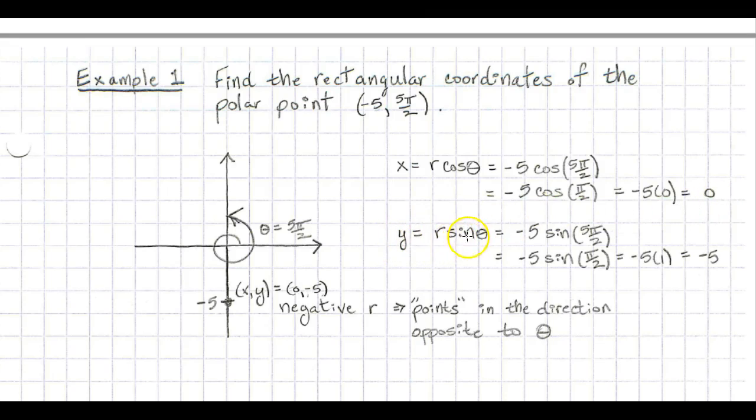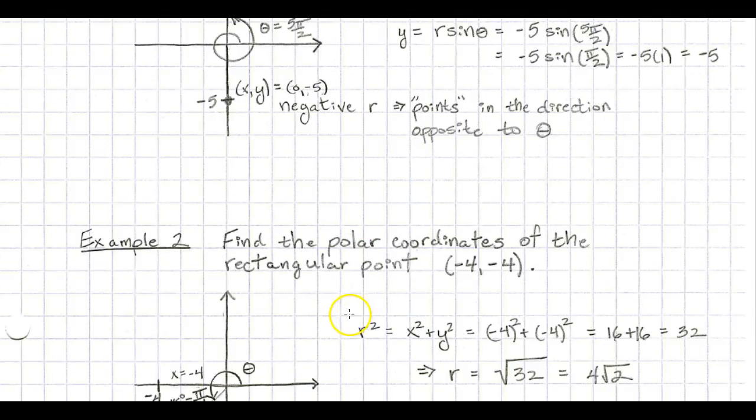And y equals r sine theta, minus 5 sine of 5 pi over 2, which is minus 5, so that puts us down here. So because we have a negative r, that means it points in the direction opposite to theta. That's how you want to think of negative r's.